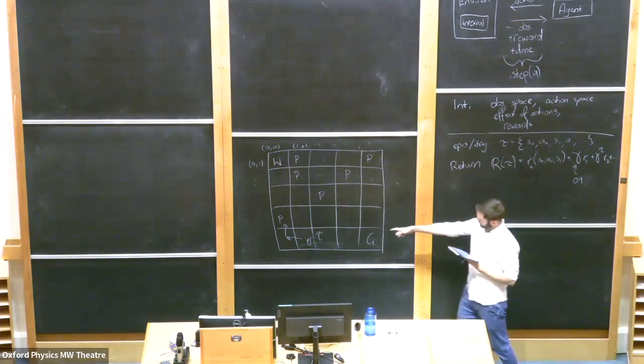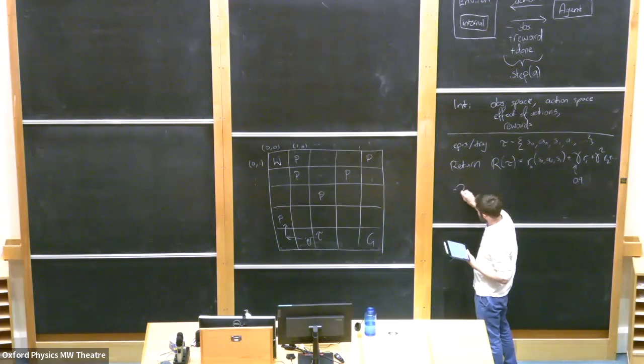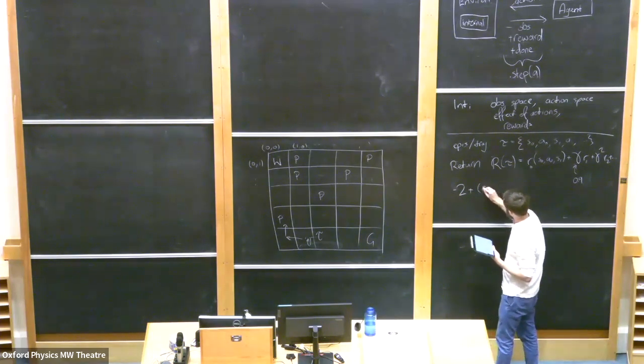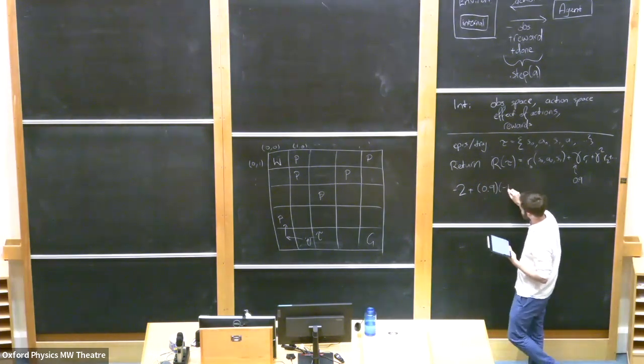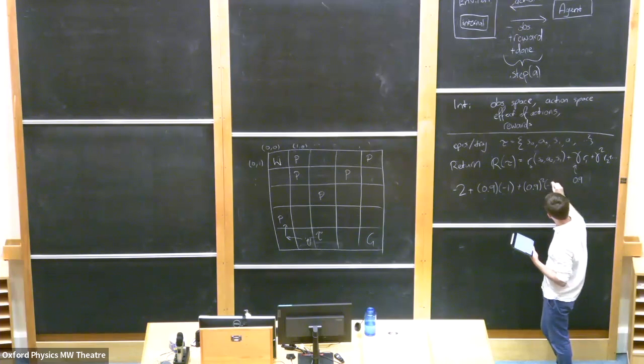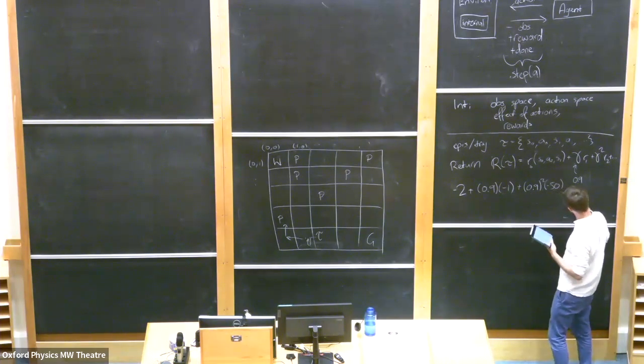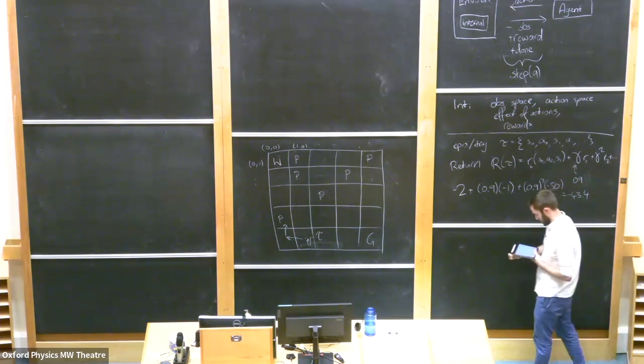So for example, for this trajectory, the return would be -2 because we hit a wall, and then 0.9 times -1 because we take a step, and then 0.9 squared times -50, which is -43.4.